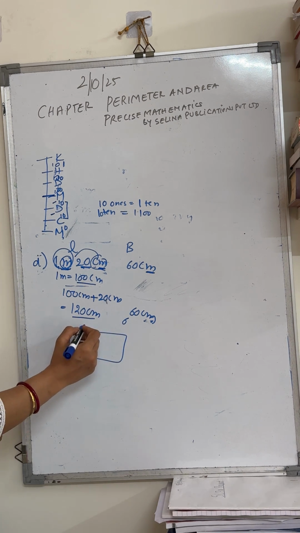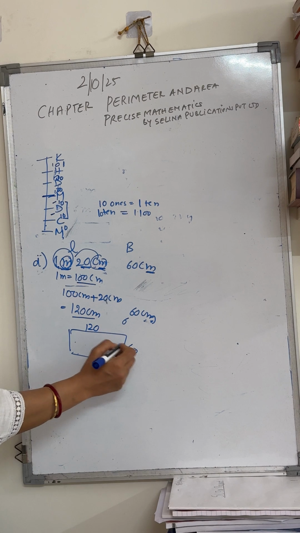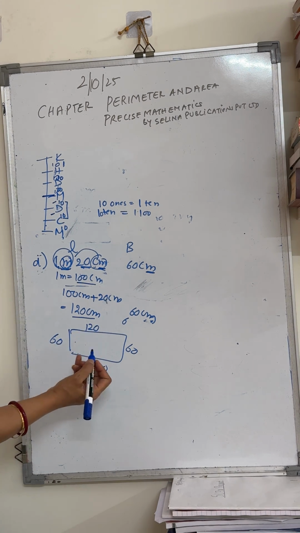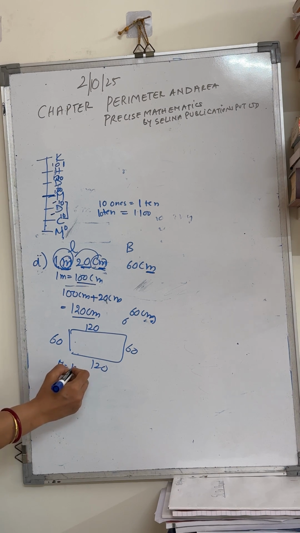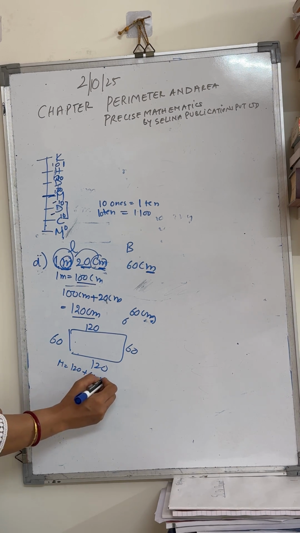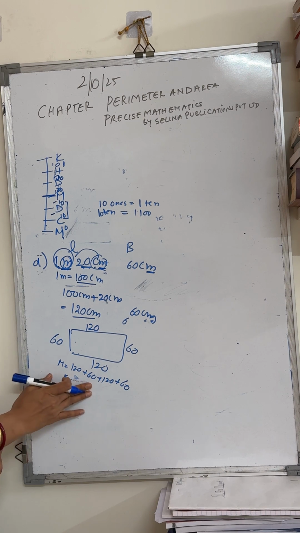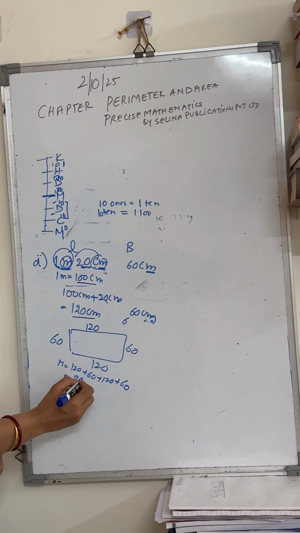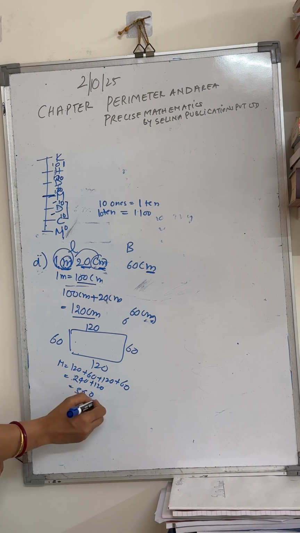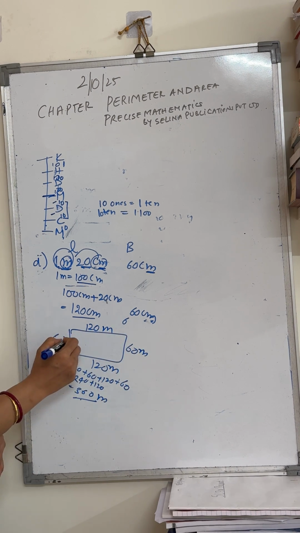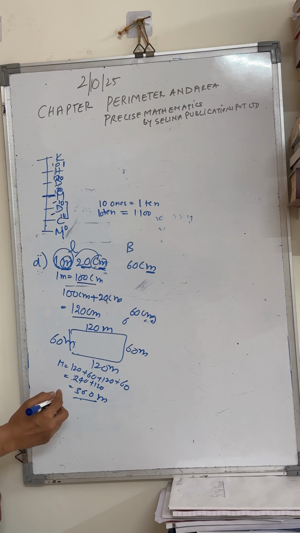Now let's make a diagram, and this becomes like this. You know that opposite sides are equal. So you can do it in two ways. Method 1 would be adding all the sides. This will be equal to 120 plus 60 plus 120 plus 60, that is 240 plus 120, equal to 360 centimeters. Don't forget to write the unit. If you forget to write the unit, your marks will be deducted.